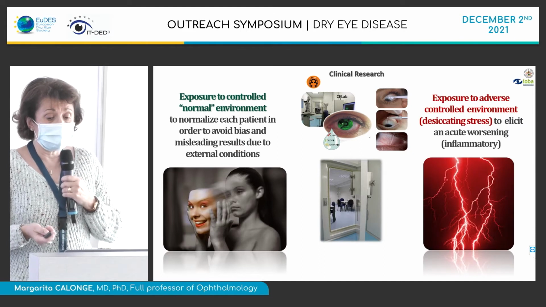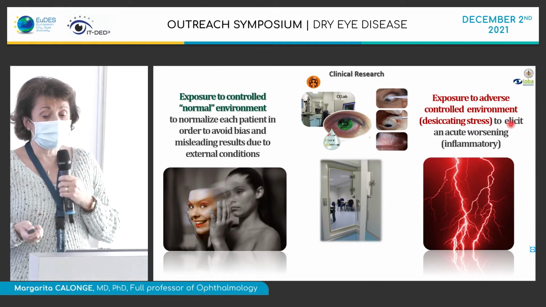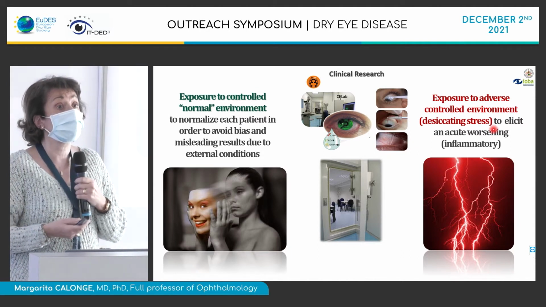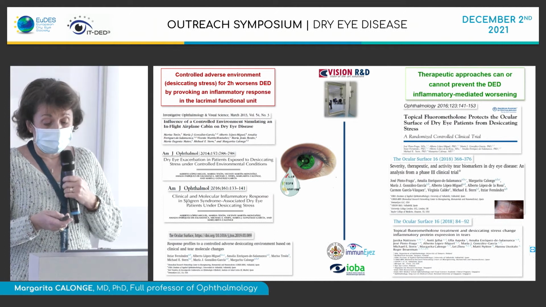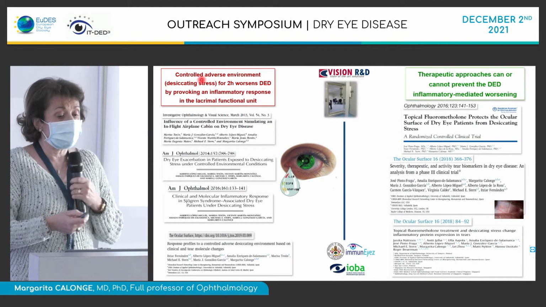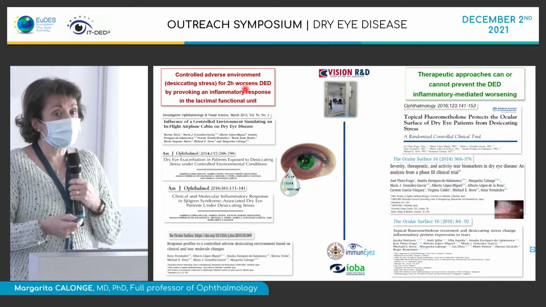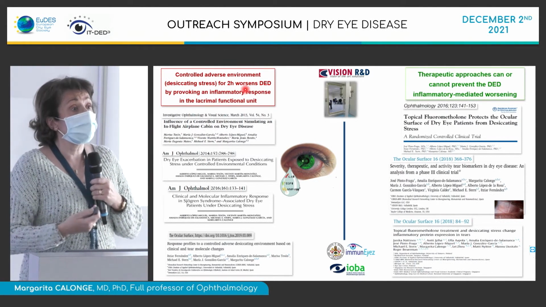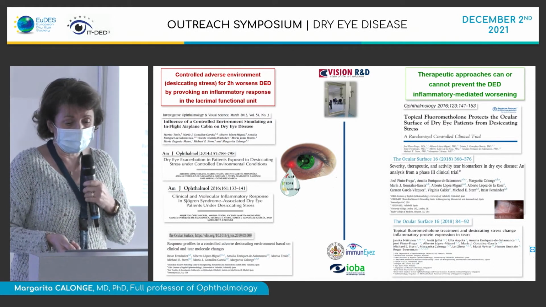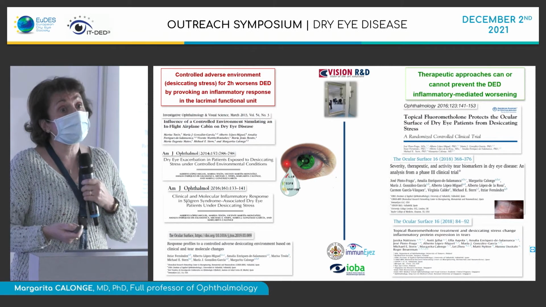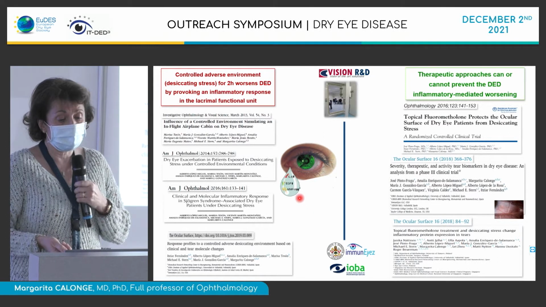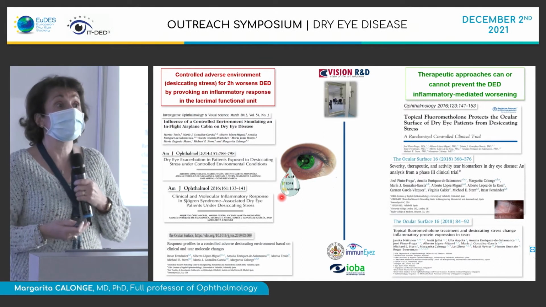We can also have these patients exposed to adverse controlled environmental conditions, and we know that by doing that, our patients are going to get worse. And we actually demonstrated that with all these papers. We proved that patients under 2 hours in this controlled adverse environment got worse clinically. Their eyes were redder. You see some eyes here. Their clinical staining got worse, and some inflammatory molecules, interleukin-6, EGF, and MMP9 were altered.